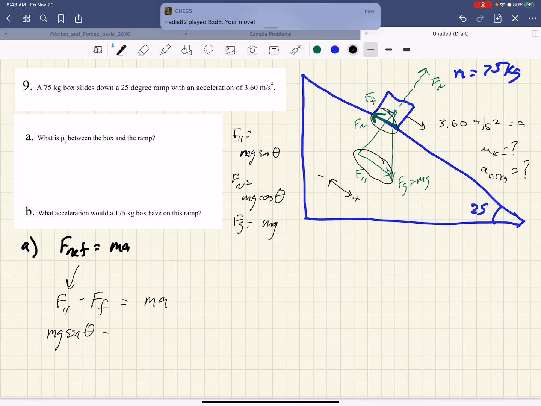The force of friction... it looks like somebody just played a chess move. Bishop takes d5. I hope that was a bad move because I want to win this game.